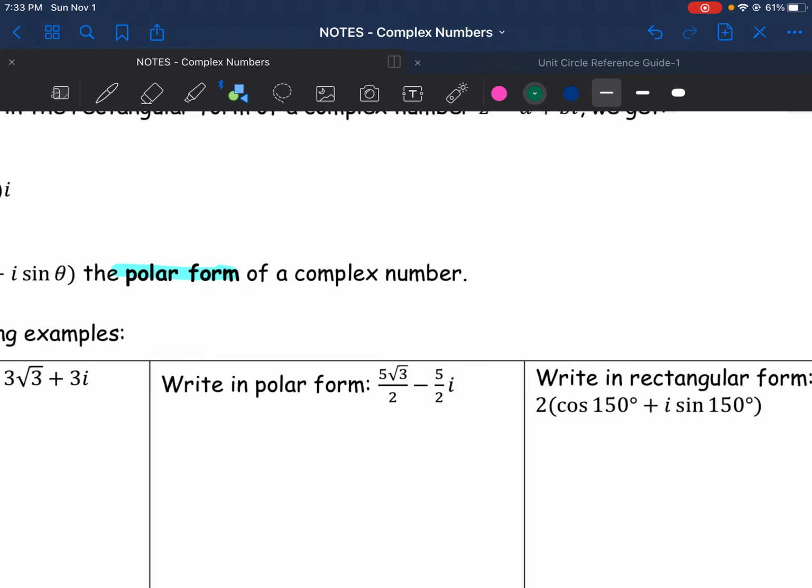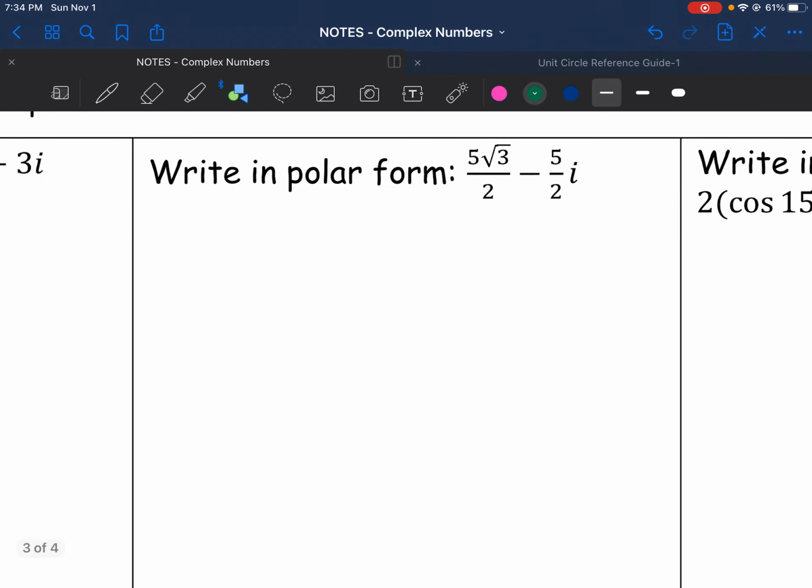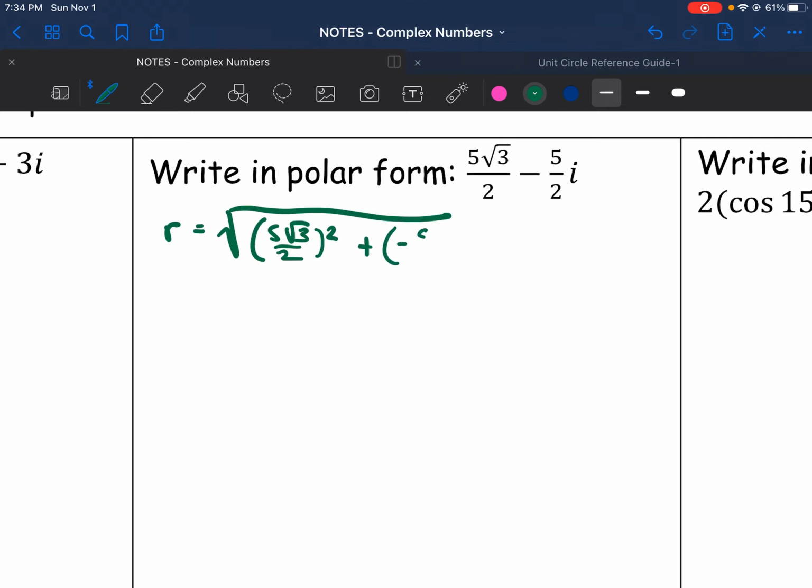All right, let's try another example. Write in polar form, 5 root 3 over 2 minus 5 halves i. Same thing, let's go ahead and look for the modulus first. So r, the modulus, is equal to the square root of 5 root 3 over 2 squared plus negative 5 halves squared.